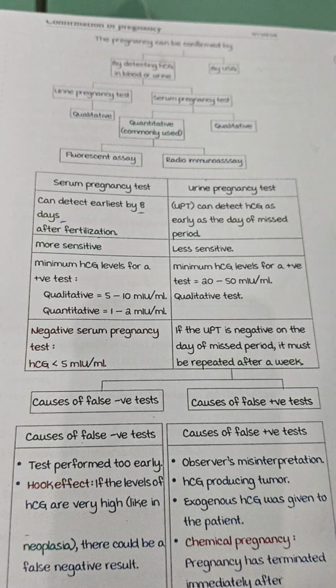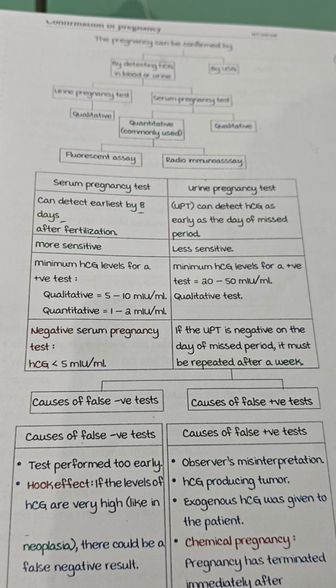So what are the causes of false negative test and the false positive test? Causes of false negative test means pregnancy is there but the test is negative, means the test might be performed too early, or the hook effect. If the levels of HCG are very high, as they are in neoplasia, there could be a false negative result. So two conditions where false negativity can be there: early test performed, and hook effect.